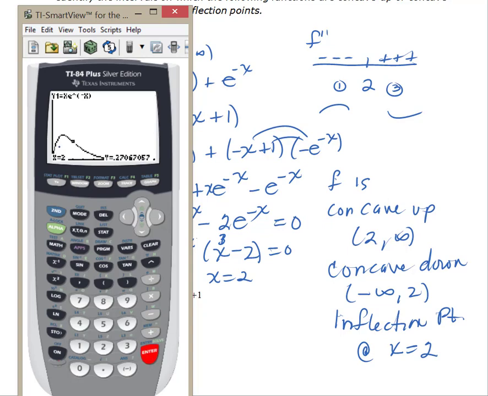And you can see here the function is concave down, right? When we get to 2, the function is concave up after 2. The point right here is called an inflection point, and that's where your function changes concavity.